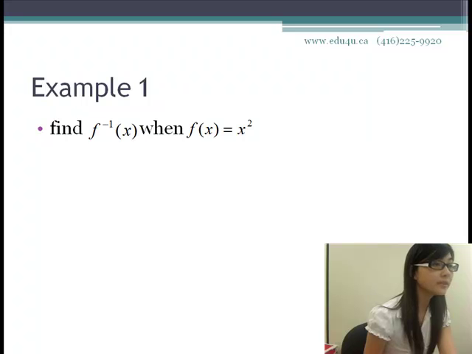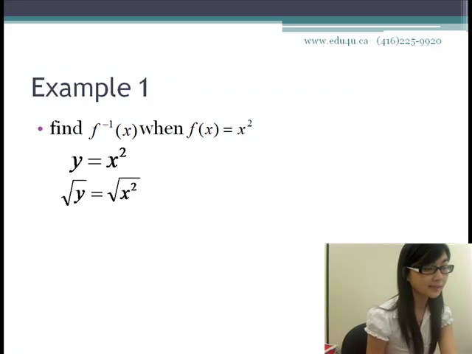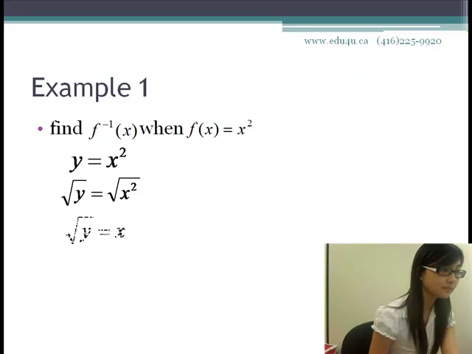Let's look at example 1. Find the inverse when the function equals x squared. So we start out by writing the original equation of y equals x squared. Then we'll try to isolate x. So what we do is we square root both sides. That will let us cancel out the power that's on top of x. So then we end up with the equation square root of y equals x, and that's our final answer. The inverse function is square root of y.